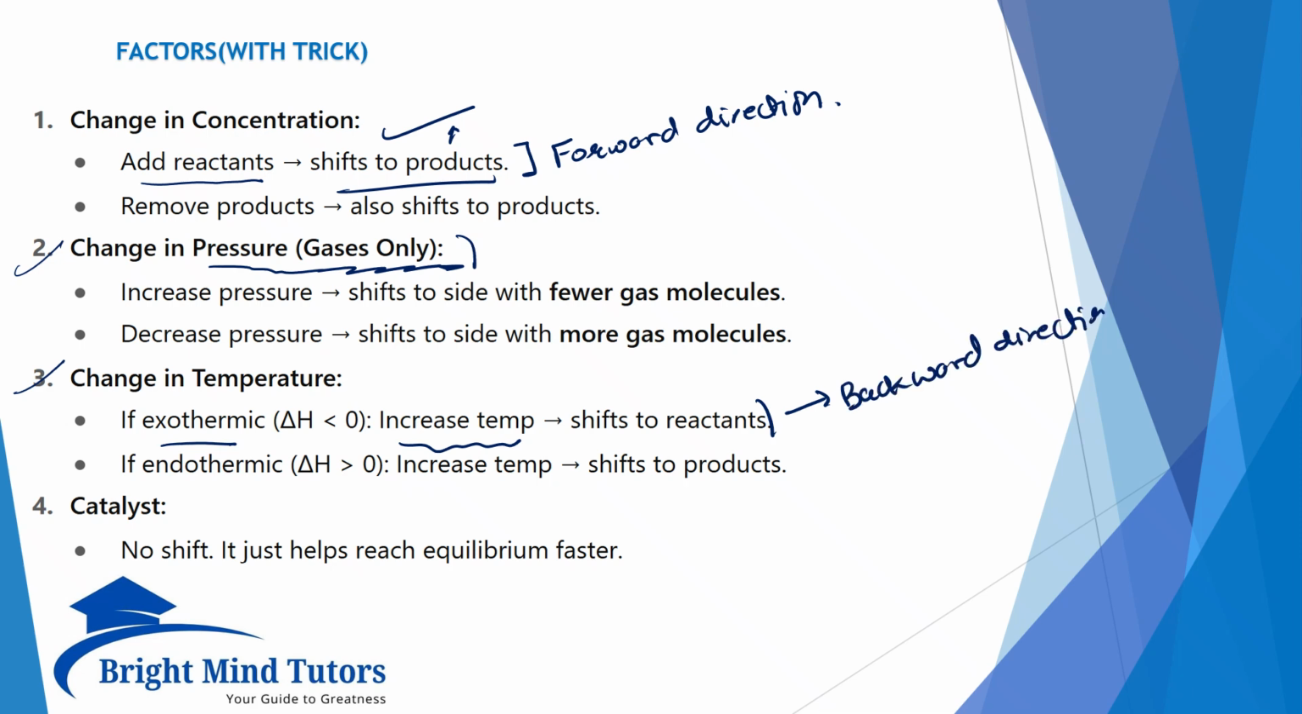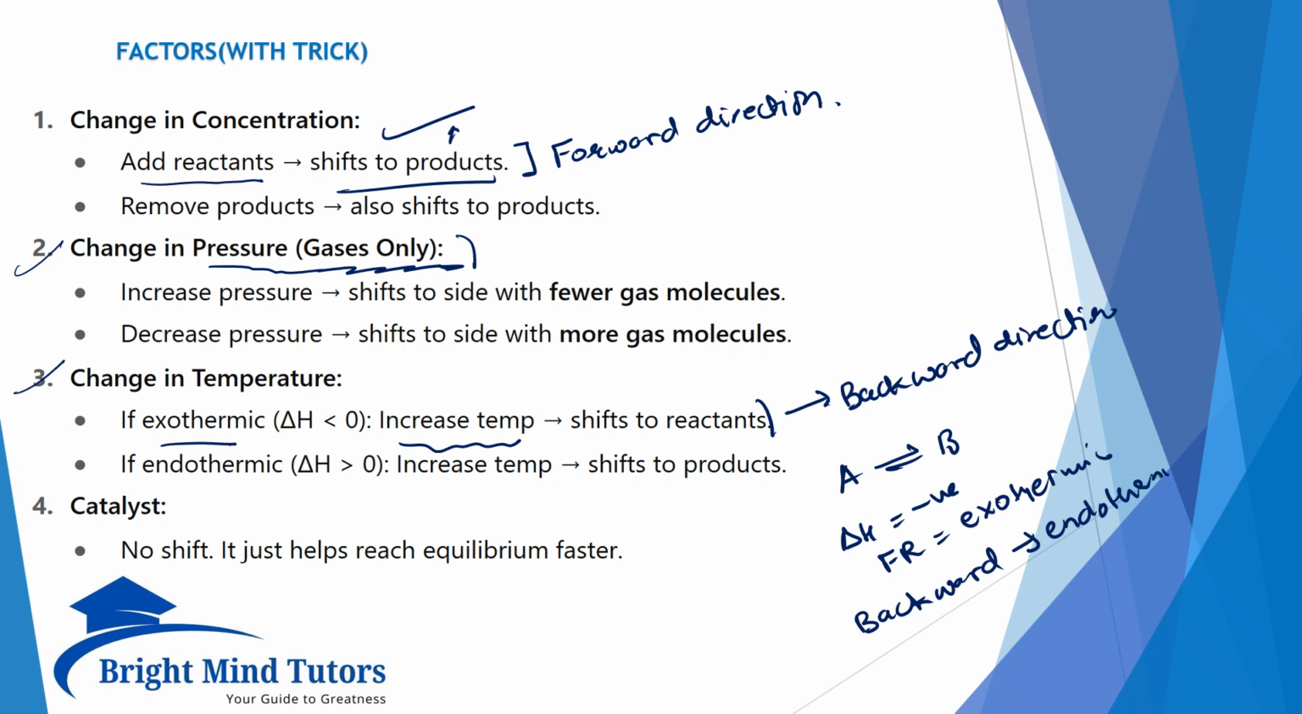One important part here is, if I take a reaction like this and I say delta H is negative, if I say the forward reaction is exothermic, it's quite obvious that the backward is automatically endothermic. Okay, just remember this. And for the endothermic one, delta H is a positive number, basically bigger than 0. Okay, and the last part is catalyst. Catalyst has no effect. Catalyst just plays with activation energy, nothing else. No shift, but it just helps the reaction to be faster.